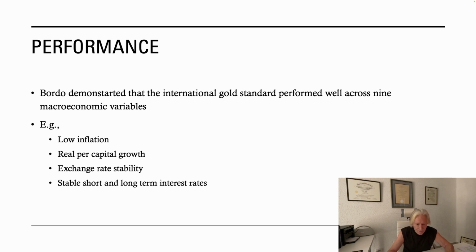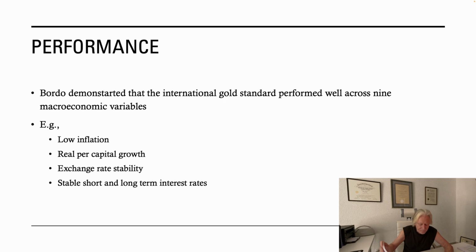And he ran that against nine macroeconomic variables. And if we look at his work and at this international gold standard period, it's characterized by low inflation, the lowest of all systems, real per capita economic growth, exchange rate stability, and stable rates for both short-term and long-term interest.